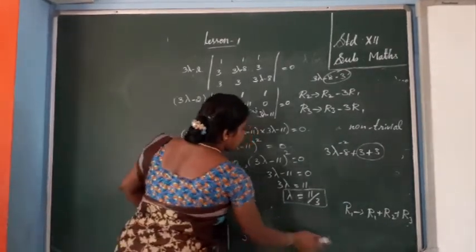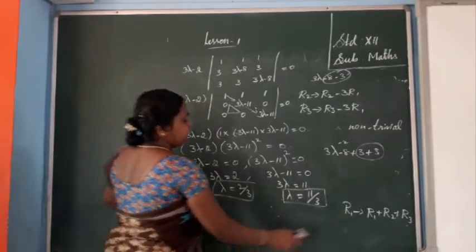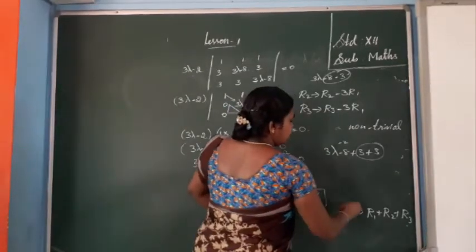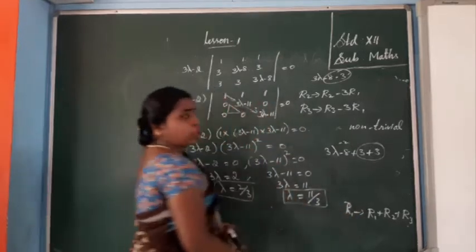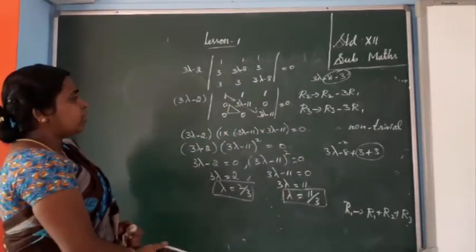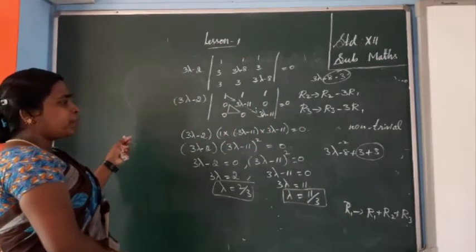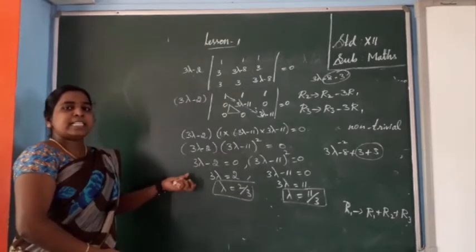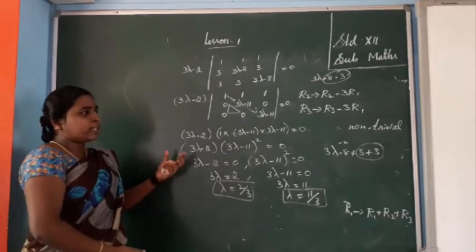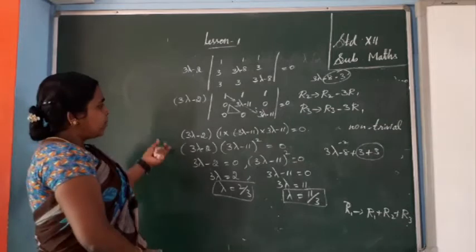Okay, that's all. For this question, it is given that the system has a non-trivial solution. If the system has a non-trivial solution, we take the condition determinant A equal to 0. I used that condition only.